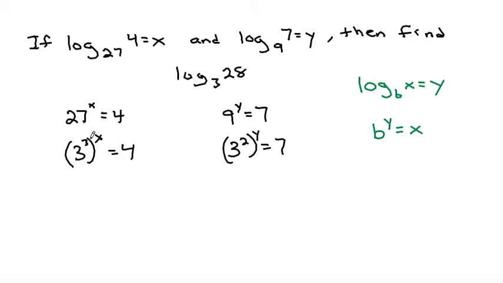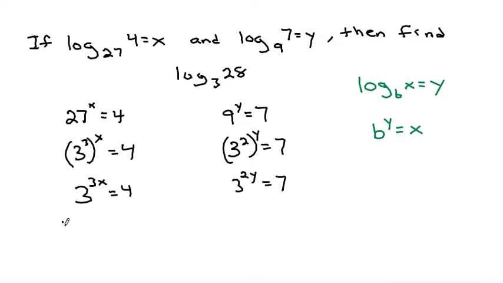Next we can use the formula that an exponent raised to another exponent needs to multiply. So that is 3 to the power of 3x is equal to 4, and 3 to the power of 2y is equal to 7. So now that I've gotten both of my exponential forms as a base of 3, I can convert that back to a log form to figure out what log base 3 of 28 is.